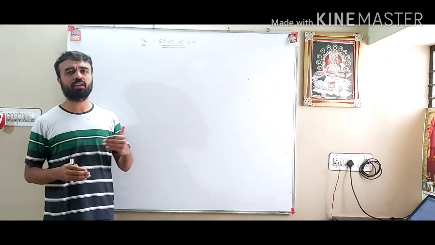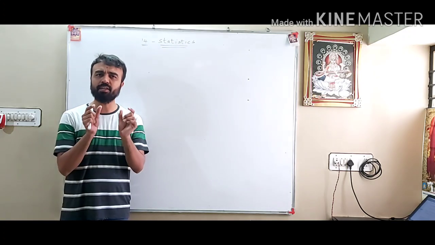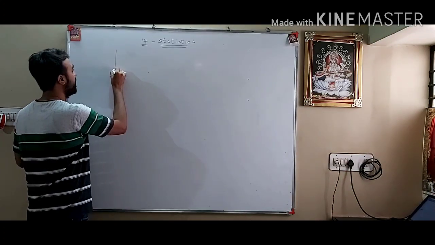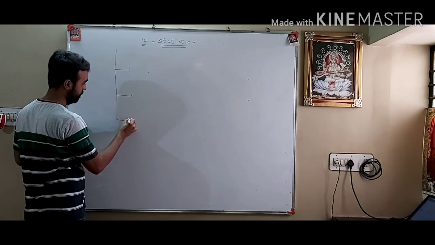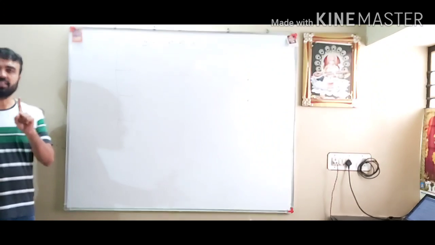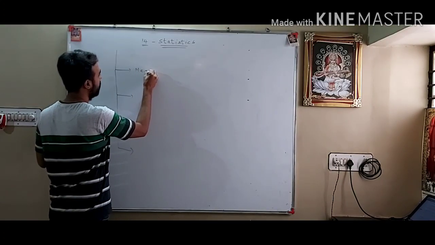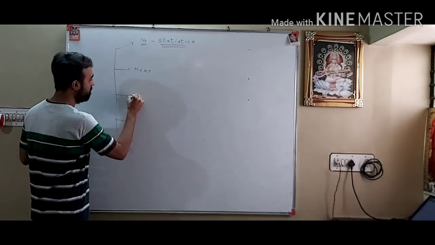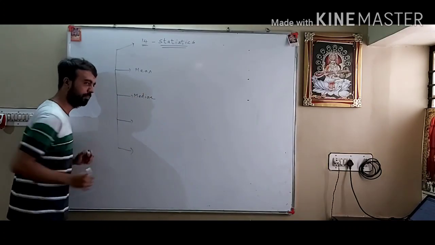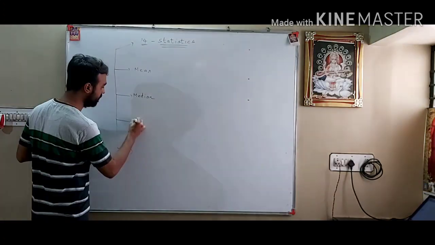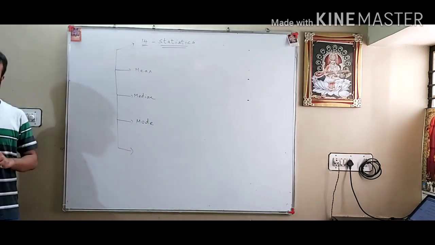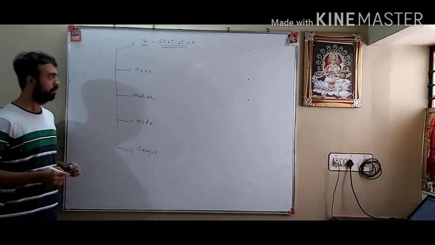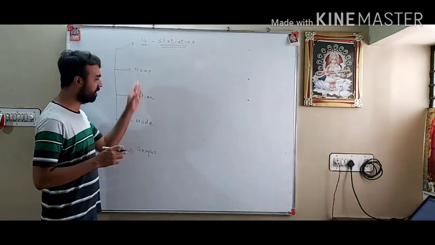Before we go for any topic or exercise or sums, let me give you a small idea of what you are going to have in this chapter. There are basically four topics or four exercises in this chapter. The first exercise talks about the topic mean. The second one talks about median. Then you have one more topic called mode. And the last one is graphs. There are basically these four topics and each topic covers one exercise.